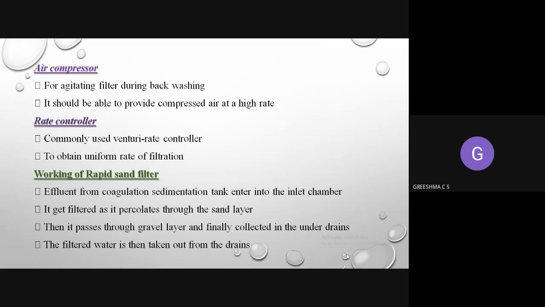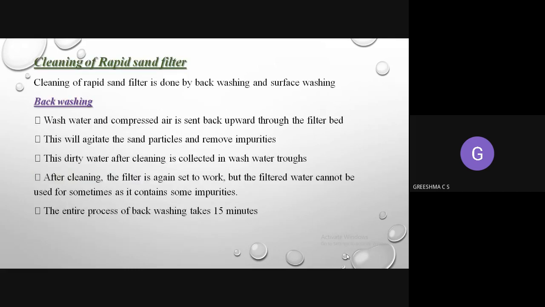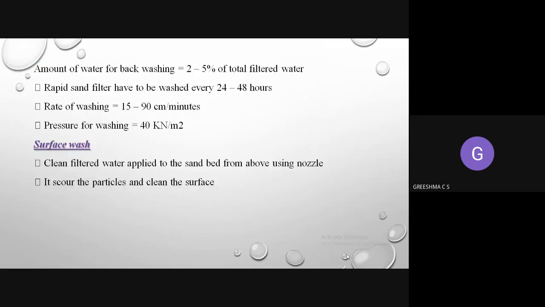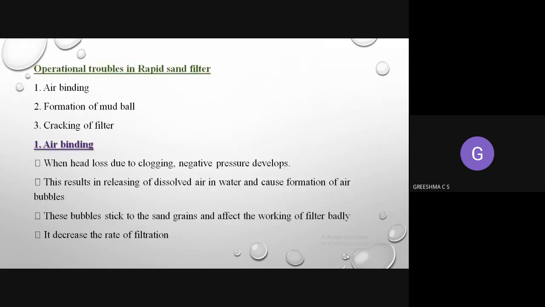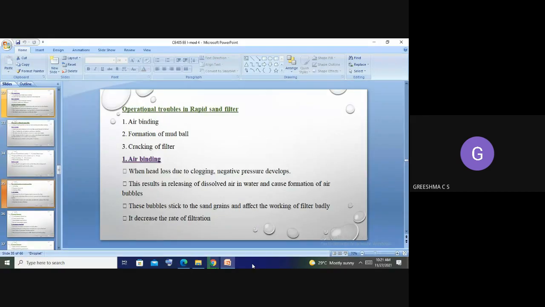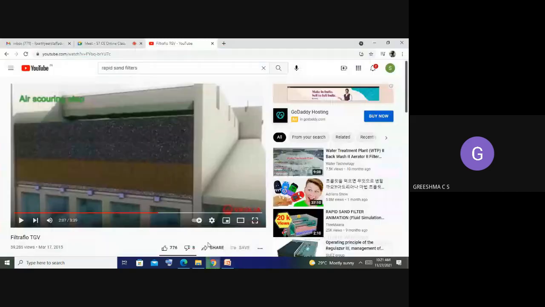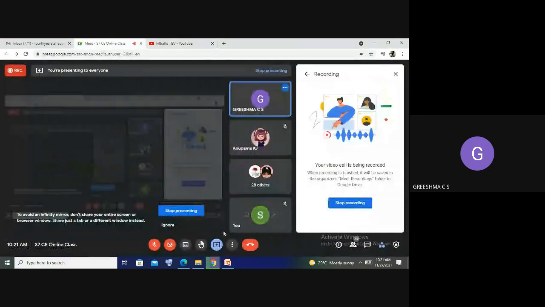Okay, next is the working of rapid sand filters that we have discussed. Okay, cleaning, this also we have discussed. Backwashing. I think almost rapid sand filters also we have covered now. So this is very important. From this module, this is the question that will be asked for the university: slow sand filters and rapid sand filters. Okay, so you have to study it.